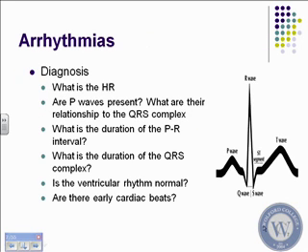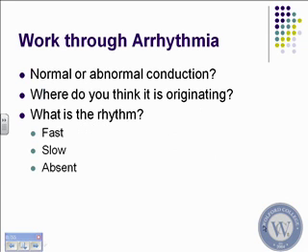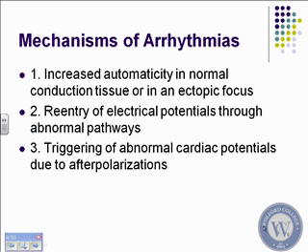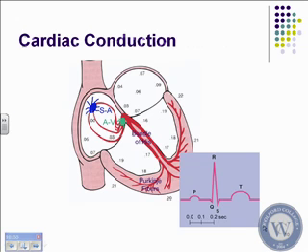Now, the diagnosis for arrhythmias, we sort of talked about this last semester, but I'm going to go over it very briefly. As you work through the arrhythmias, look for abnormal conduction. Where do you think it's originating, and why? What kind of rhythm is it? Fast, slow, or is it absent? Mechanisms of arrhythmias are increased automaticity in normal conduction tissue or an ectopic focus. You can have re-entry of electrical potentials, or you can have triggering of abnormal cardiac potentials due to depolarization.